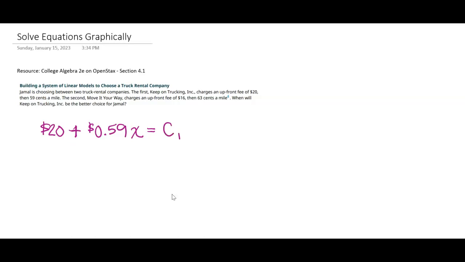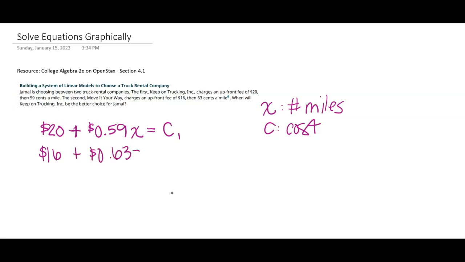Maybe call that cost 1, where X is the number of miles and C is the cost. All right, the second one, you have a setup fee of $16, but then they charge you more per mile. And I want to know when is this first company, Keep On Trucking, going to be a better choice for Jamal. So these are already solved for Y. They're already solved for our output in this situation.